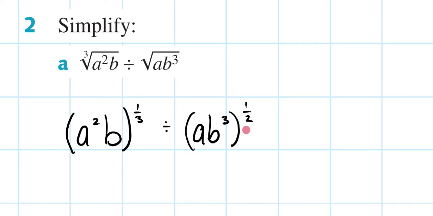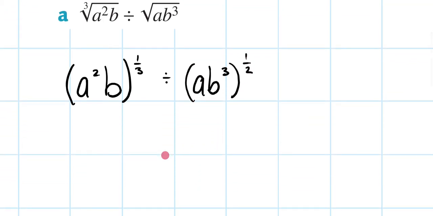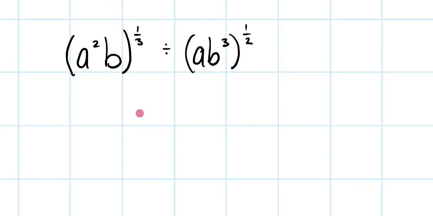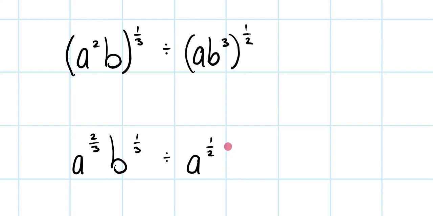like this. Then I'm going to come down and use my fourth law, which tells me that if I get rid of the brackets here, I'm going to have to distribute out this exponent of 1/3 to both of these. So it's going to be a^(2/3), b^(1/3). Then I'm going to divide, and the same rule applies over here. So I'm going to get b^(3/2).